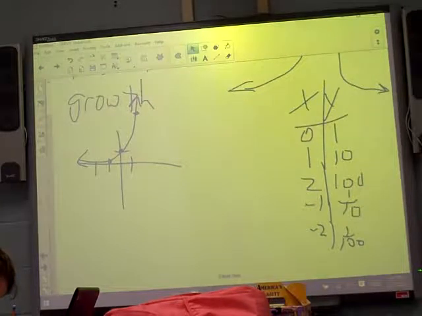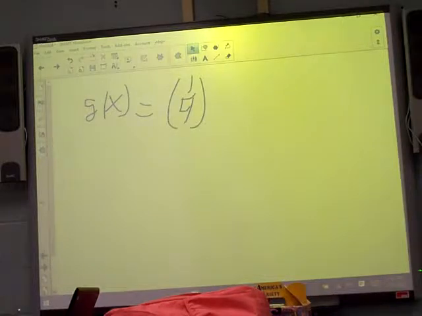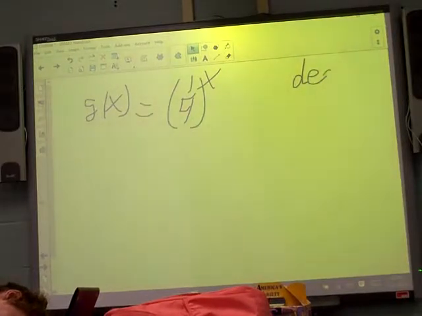Alright, so the next one I got here says, g of x is 1/4 to the x power. What type of graph should I be expecting? I know it's going to be an exponential because I've got a variable in the exponent spot. Should it be an exponential growth or an exponential decay? Decay. Grace has got it again. Why? Tell them, Grace, is it a decay? Because it's less than 1.